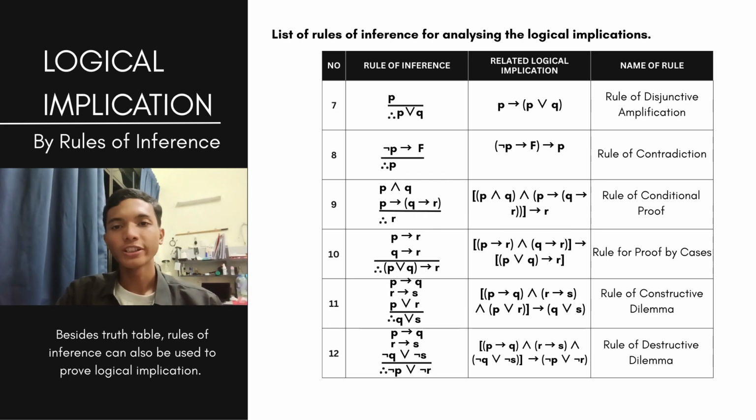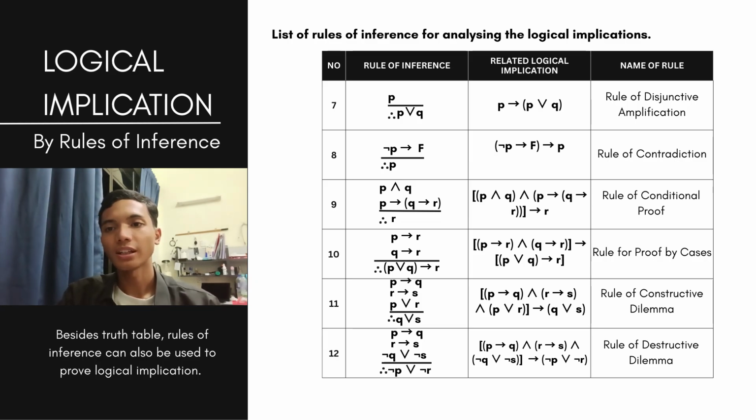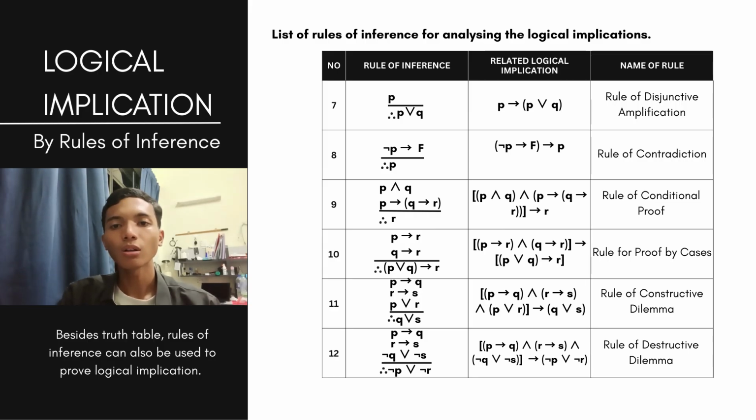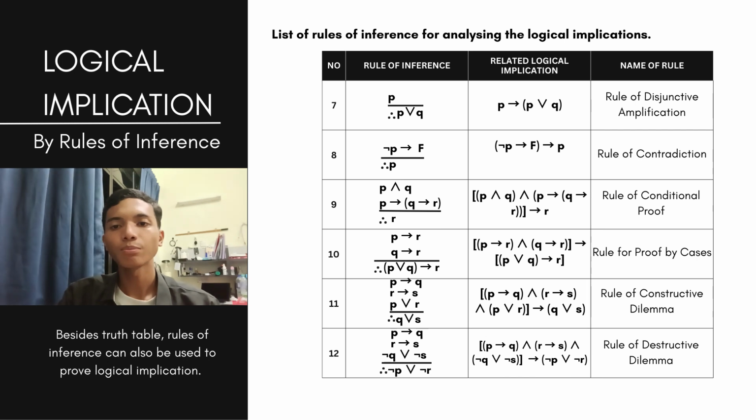Next, rule of deduction implication. If P is true, we can logically state that P or Q is true because only one part needs to be true for the whole statement to work. Next, I have rule of contradiction. If we can show that not P leads to a contradiction or a false statement, then P must be true. Rule of conditional proof. If we assume P and Q are true and that P leads to Q implies R, then we can conclude R.